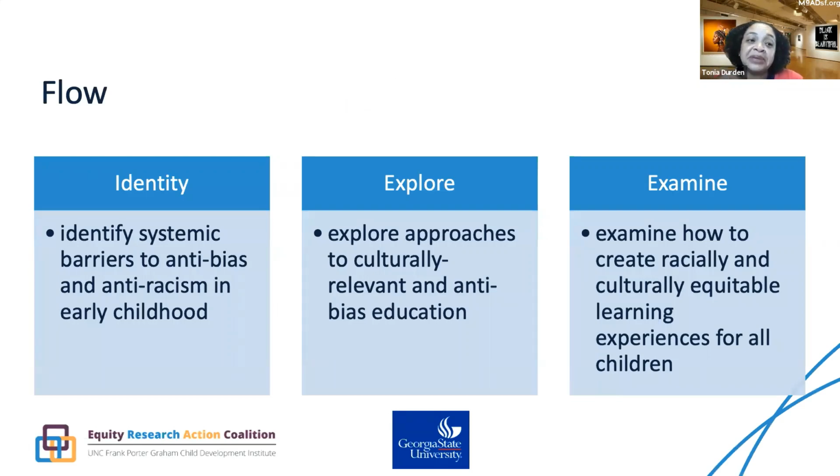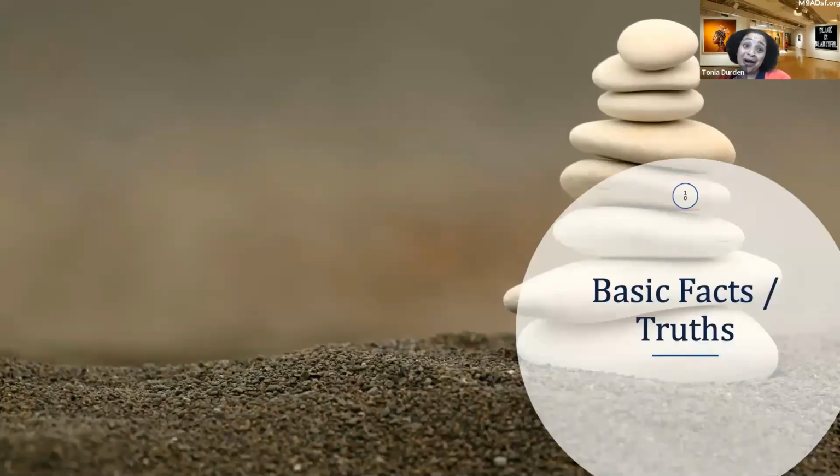So this is our actual agenda. We're going to look at this element of identity, so looking at systemic barriers to anti-bias and anti-racism education. We're really going to focus very specifically on that this first hour. Then you're going to have an opportunity to debrief and talk about some of the information we've shared. Then we're going to explore very specific approaches to culturally relevant and equity-focused education. And then we're going to examine what this looks like, not only the instructional piece, but also how to engage with families. Next I'm going to hand it over to Dr. Iruka, we have to start off with a little basic facts and truths. So I'm going to hand it off to her.